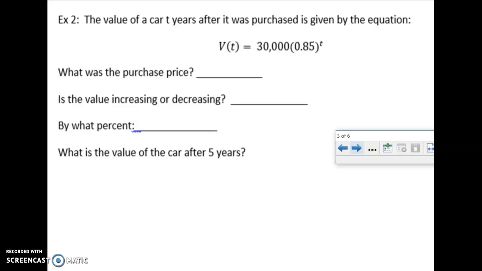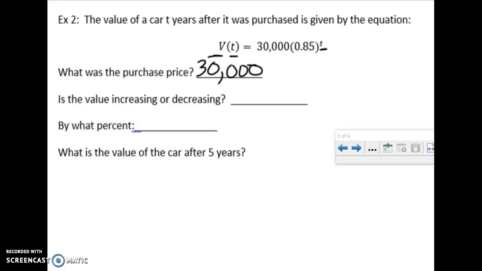Here we have a car whose value t years after it was purchased is given by the equation. So we've got the value of the car, let's assume V for value, and then the time t in parentheses, just giving us the information about the function that we need, 30,000 times 0.85 to the t power. So a car, the worst investment you could ever possibly purchase, because it always depreciates in value. Very rarely will a car ever get you more money out than you ever put into it, especially in this area when we salt and sand our roads like we do.